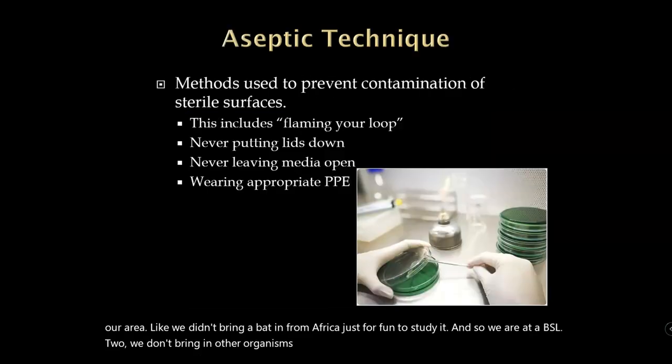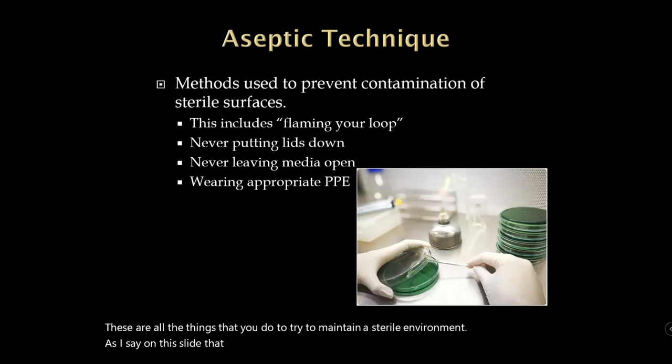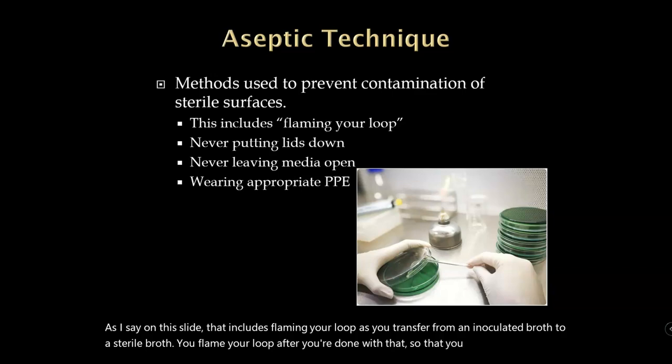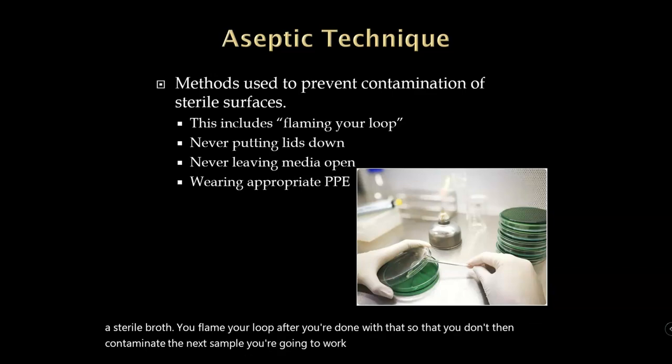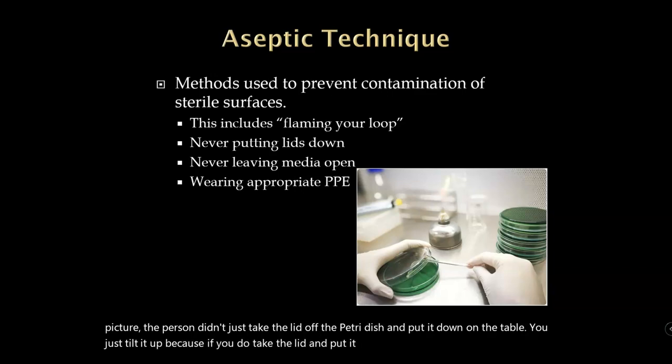That's the aseptic technique comes up in this chapter. These are all the things that you do to try to maintain a sterile environment. As I say on this slide, that includes flaming your loop as you transfer from an inoculated broth to a sterile broth. You flame your loop after you're done with that so that you don't then contaminate the next sample you're going to work with. It includes, like you can see in this picture, the person didn't just take the lid off the petri dish and put it down on the table. You just tilt it up, because if you do take the lid and put it down, you've contaminated that lid.